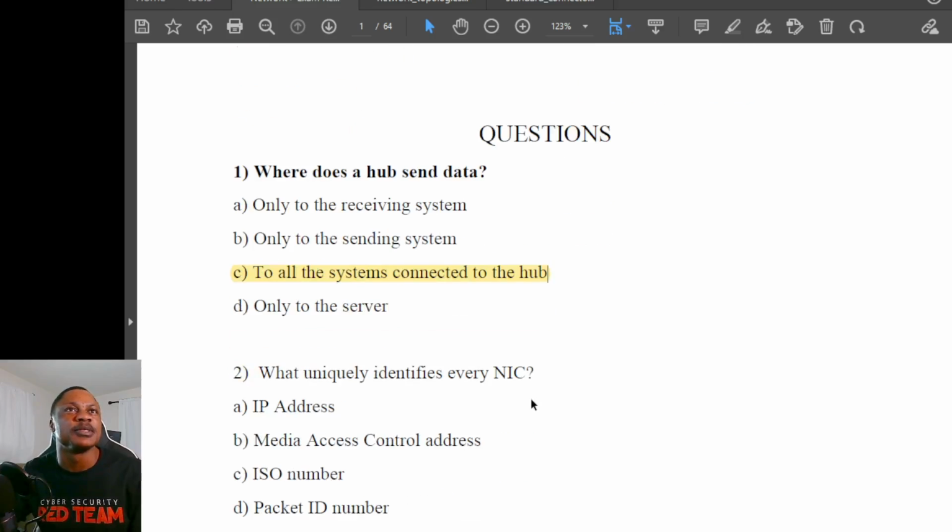Question 2 was: what uniquely identifies every NIC? Oh, by the way, I made a mistake defining a NIC. It stands for network interface card, my bad. I said configuration, which is not quite right. It's a network interface card. So what uniquely identifies every NIC? That's the MAC address. The answer is B, the media access control address.